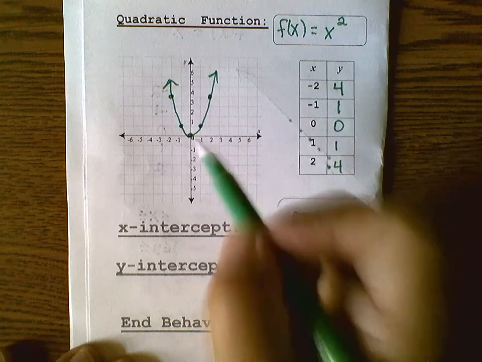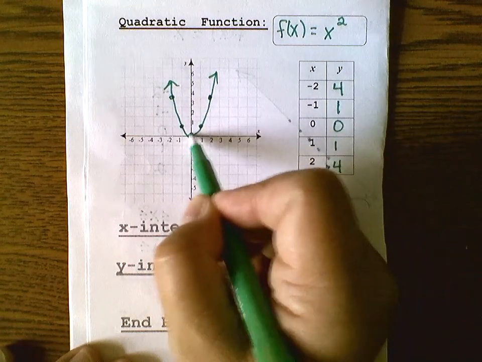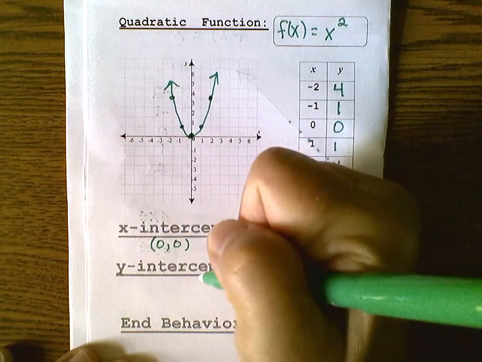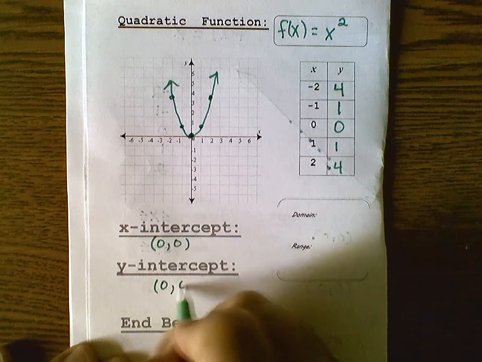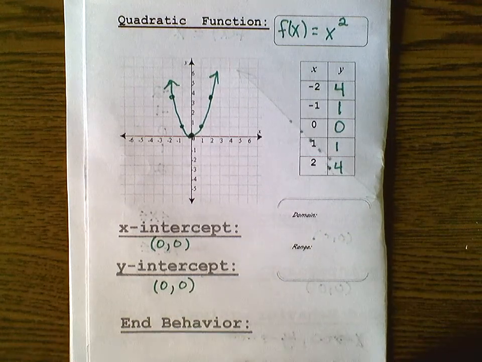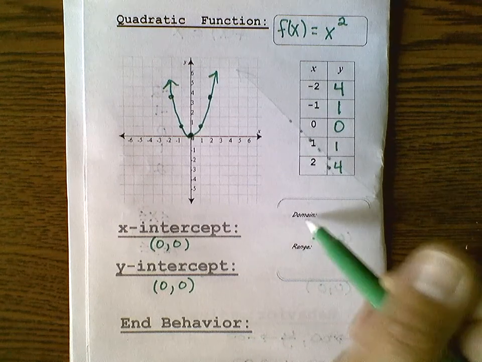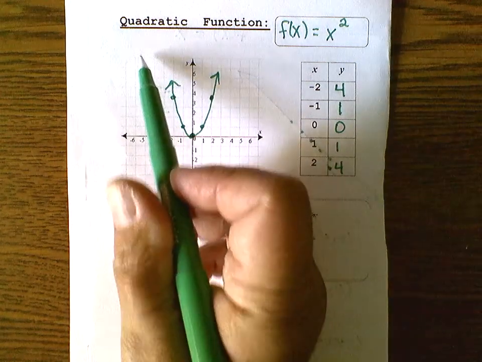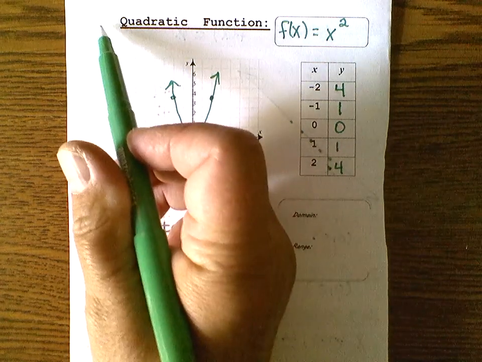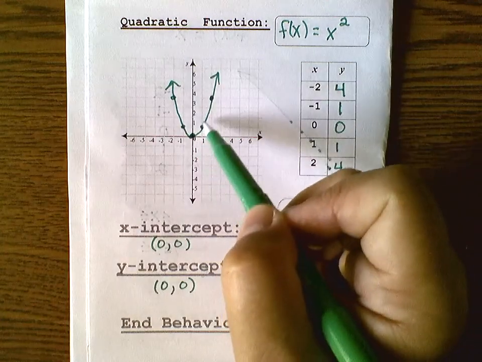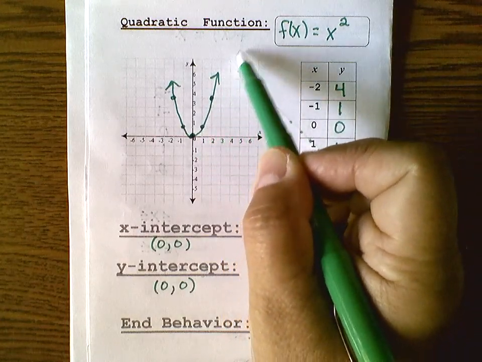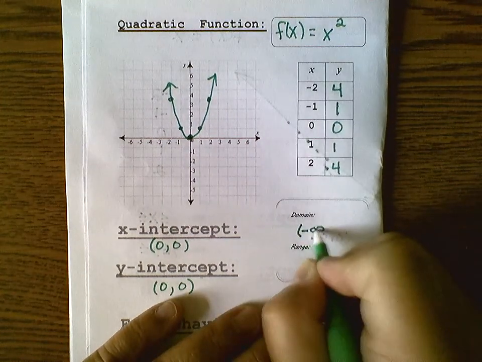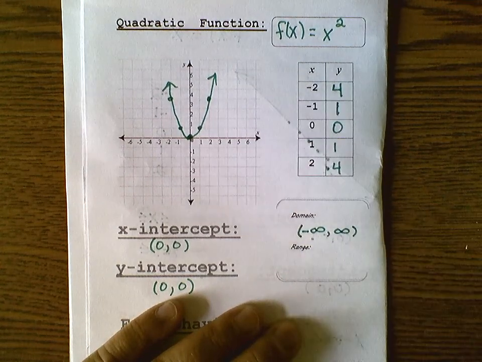Okay, for our intercept, it crosses the x-axis at 0, the origin, which happens most of the time with our parent functions. The y-intercept is also at the origin. For our domain and range. So domain, going left to right. How far to the left does this go? This arrow tells me it keeps going to the left. So again, to negative infinity. How far to the right does it go? The arrow tells me that it keeps going to the right forever. So positive infinity. So for interval notation, again, negative infinity to positive infinity.